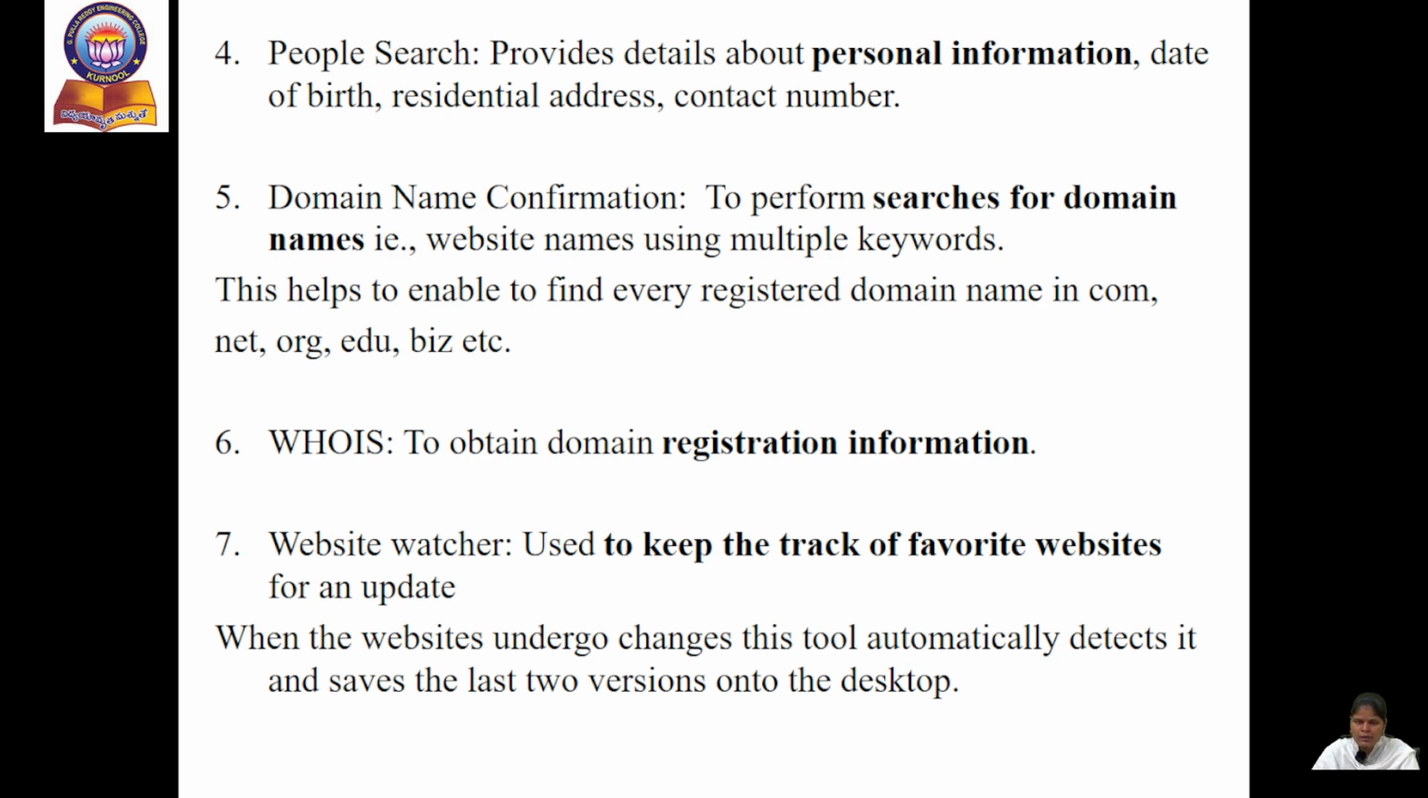Next one is domain name confirmation. This is mainly used by the attacker to perform searches for domain names and website names using multiple keywords. This helps to find every registered domain name in .com, .net, .org, .edu, .biz, etc. So for whatever domain, if I have been searching for a website, GPREC, gprec.ac.in, it is registered with .ac.in.